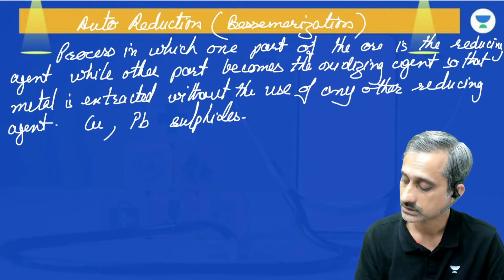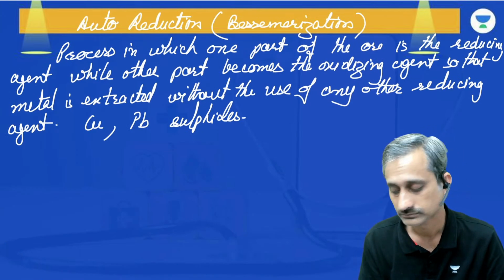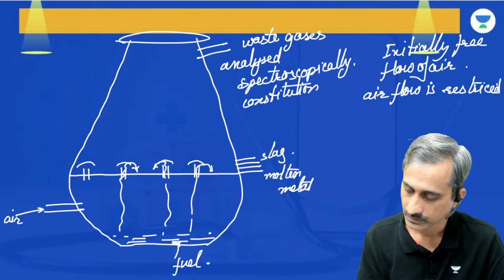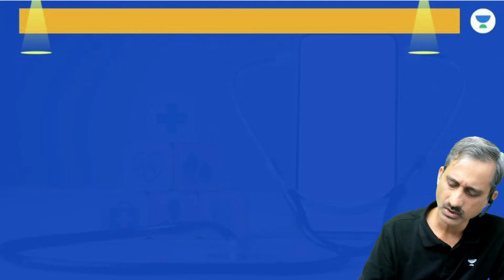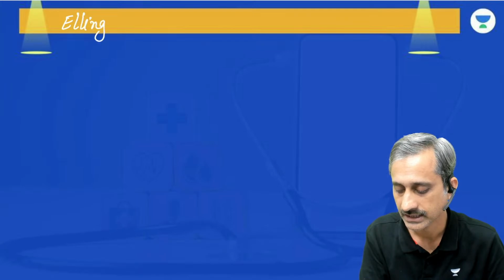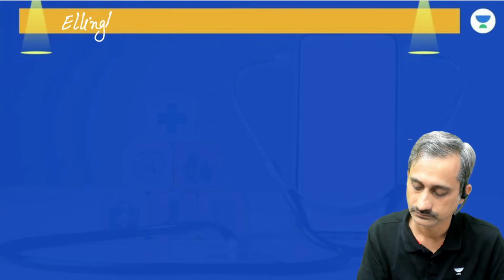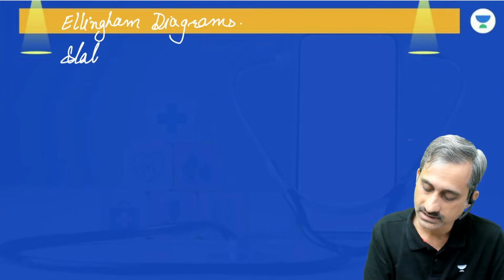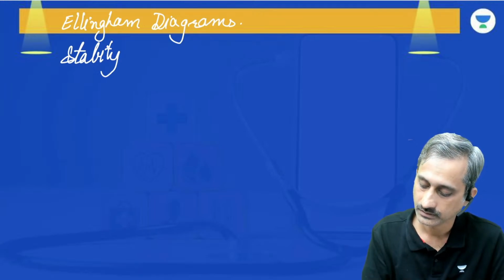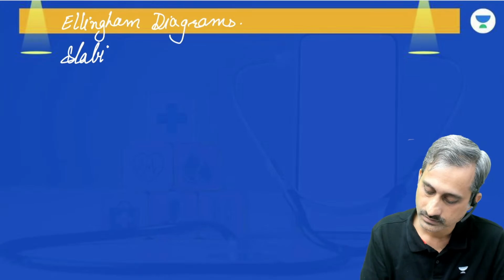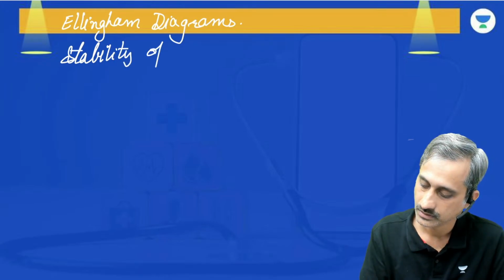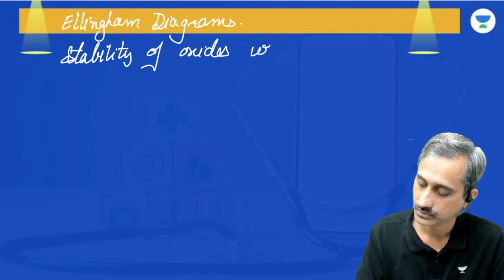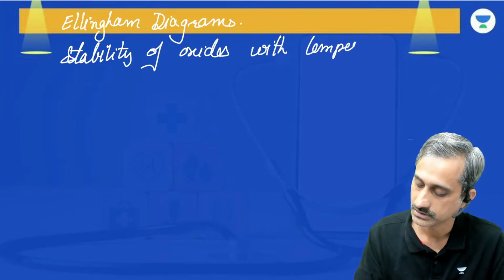Now let's talk about the extraction using a reducing agent. But before that, let's talk about what reducing agent to use. And here come the Ellingham diagrams. Now, what are these Ellingham diagrams? The Ellingham diagrams give the stability of oxides with temperature.